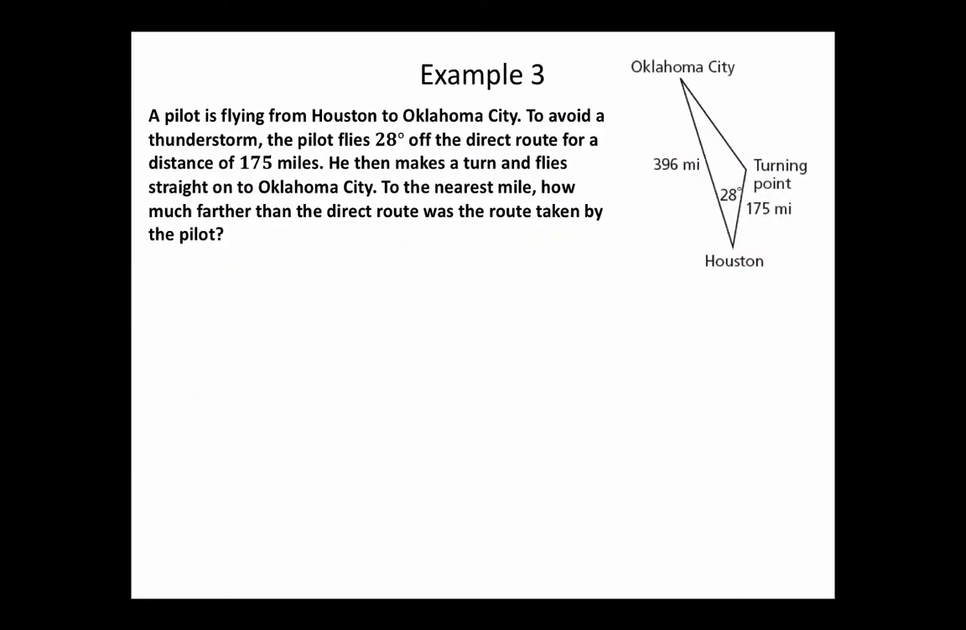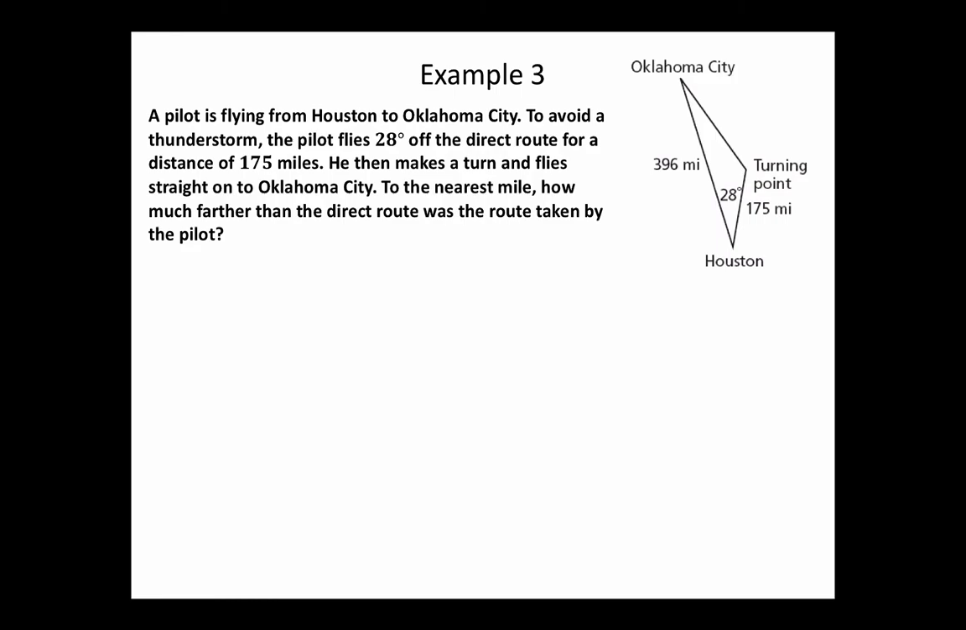So a pilot is flying from Houston to Oklahoma City. To avoid the thunderstorm, the pilot flies 28 degrees off the direct route for a distance of 175 miles. He then makes a turn and flies straight to Oklahoma City. To the nearest mile, how much further than the direct route was the route taken by the pilot?